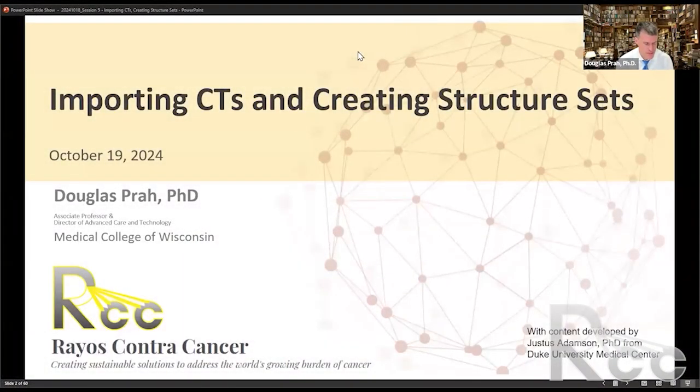I'm going to review importing CT scans and creating structure sets. I come from the Medical College of Wisconsin in the United States. I'm an associate professor there, and I'm also the director for advanced care and technology in the department. I just wanted to acknowledge Justice Adamson from Duke University for helping put these slides together.